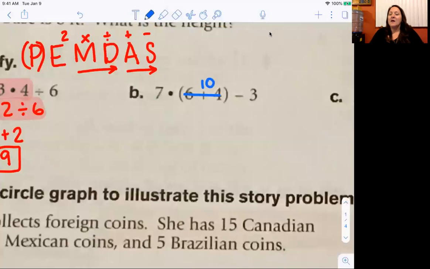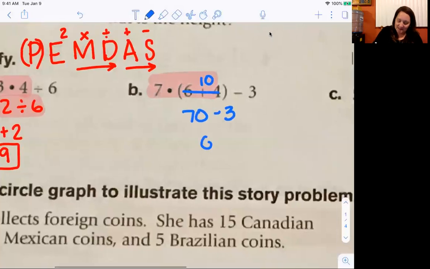Now, instead of rewriting it, you can do it like this. If you're a neat writer, go ahead and do it like this. If you're not, go ahead and write out 7 times 10 minus 3. But now what we're left with is what I just said, 7 times 10 minus 3. Am I going to do 10 minus 3 first, or am I going to do 7 times 10 first? 7 times 10. Good. 7 times 10 is 70 minus 3, and 70 minus 3 is 67. Okay, challenge yourself.